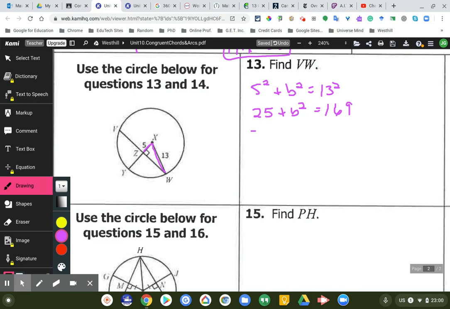Okay. Minus 25 from both sides, minus 25. And then you have b squared equals 169 minus 25, which is 144. Okay. Take the square root, and you have b is equal to, and remember our b is going to be ZW, it's going to be equal to 12. Now, we found out that this little thing right here is equal to 12.